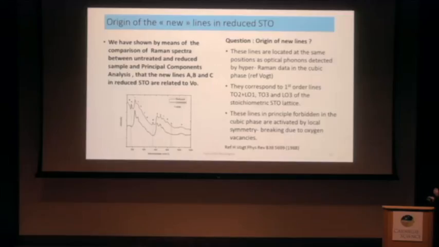First observation: these lines are located at the same position as the optical phonons deduced from hyper-Raman data in the cubic phase. So that means that these lines correspond to first-order lines of the stoichiometric lattice, and these lines are, in fact, activated by local symmetry breaking due to oxygen vacancy.